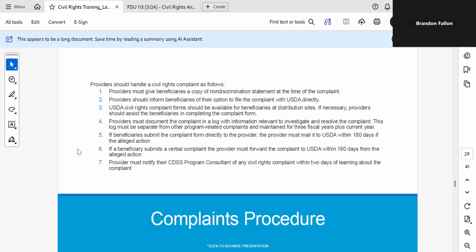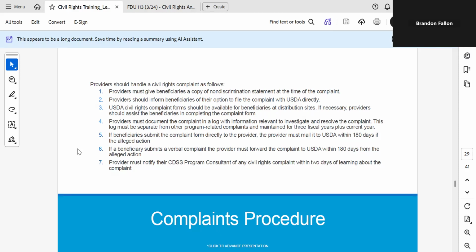Providers should handle a civil rights complaint as follows. Providers must give beneficiaries a copy of the non-discrimination statement at the time of the complaint. Providers should inform beneficiaries of their option to file a complaint with USDA directly. USDA civil rights complaint forms should be available for the beneficiary at the distribution site if necessary. Providers should assist the beneficiaries in completing the complaint form.